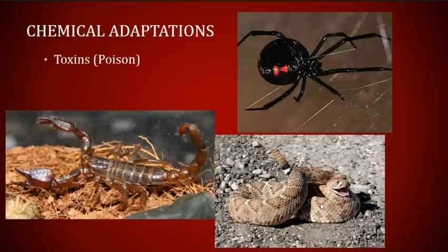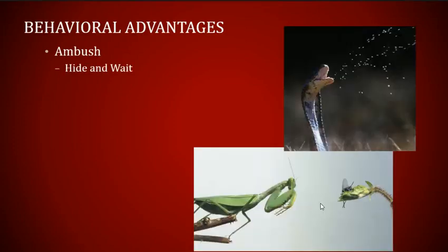Okay, but what else? What if you're a predator? You can use those same toxins to kill your prey. Yay! And I think we all know what these are. We've got the black widow, we have the rattlesnake, and we have the scorpion. Now, there are behavioral strategies that animals use. And a big one is ambush, right? You can hide and wait.